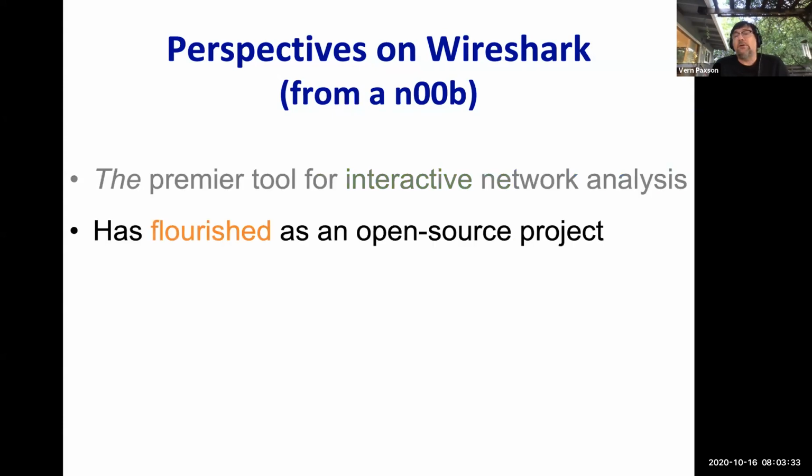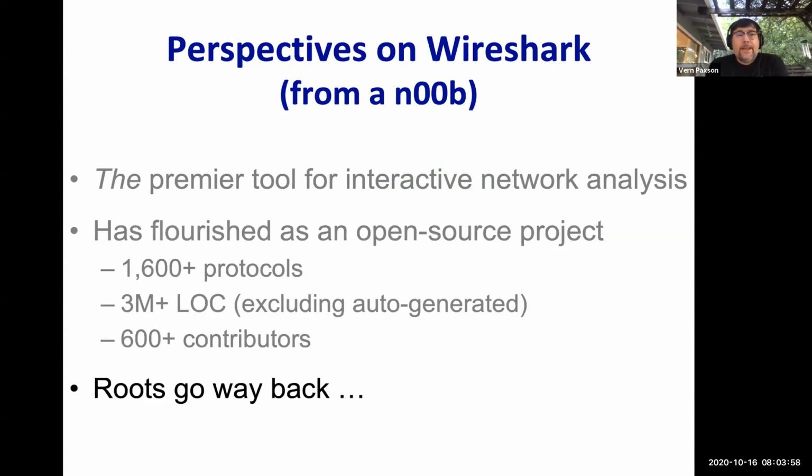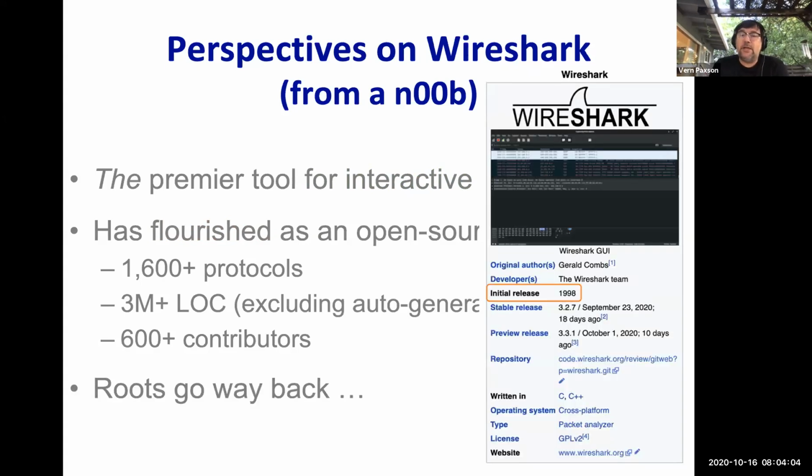It's really a wonderful example of a flourishing open source project, which is a theme I'll come back to because Zeek took a while to get there. If I'm crawling through the source code correctly, there are roughly 1,600 protocol dissectors and 3 million lines of code, along with the stuff that's auto-generated, and hundreds of contributors. Really, really neat. It's also been around a long time. In particular, if you trust Wikipedia, in 1998 Wireshark appears, as Ethereal at the time. So really, decades of a vibrant project.